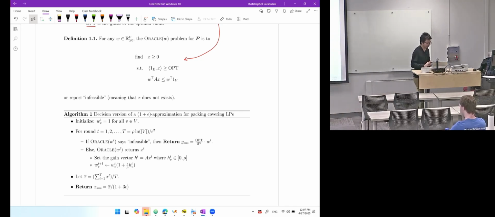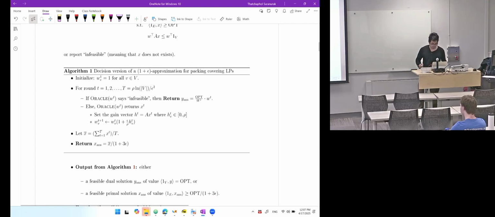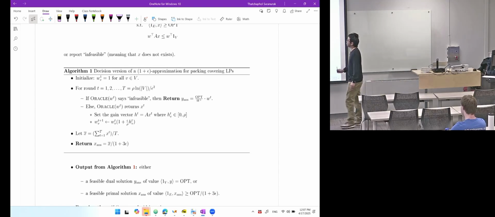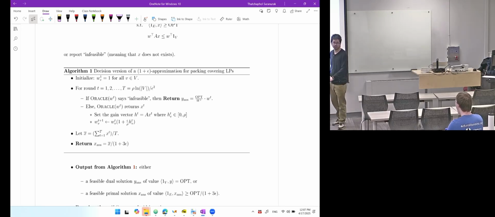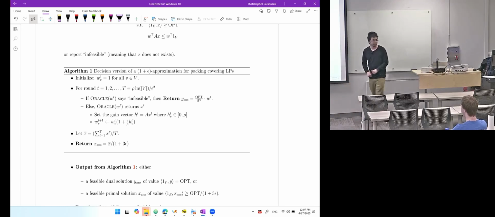And what we have seen last time is that if it returns y, this is going to be a feasible dual solution with value opt. If it returns x, this will also be a feasible primal solution with value at least opt over 1 plus epsilon. I will not prove this, we have seen this.